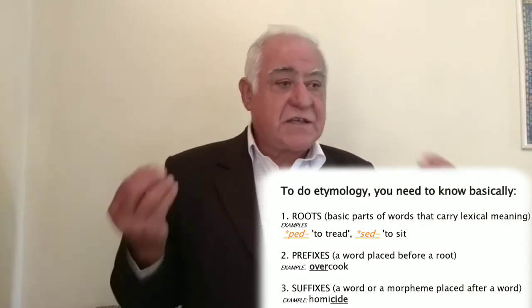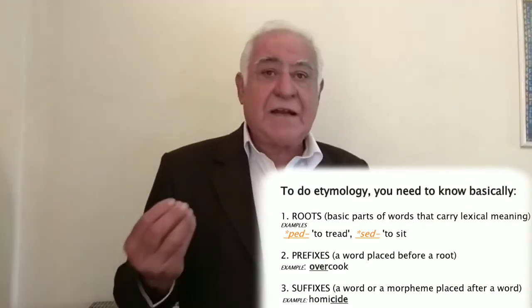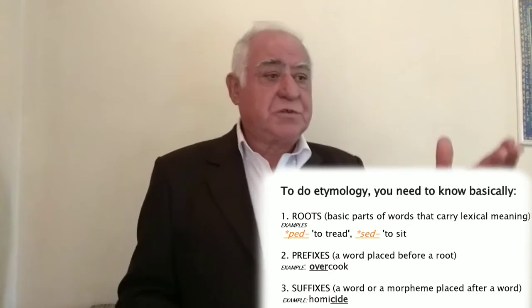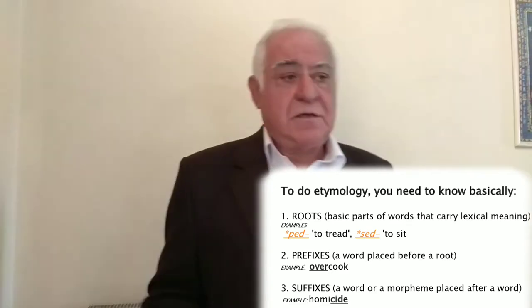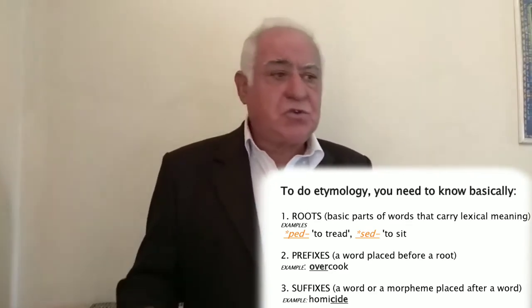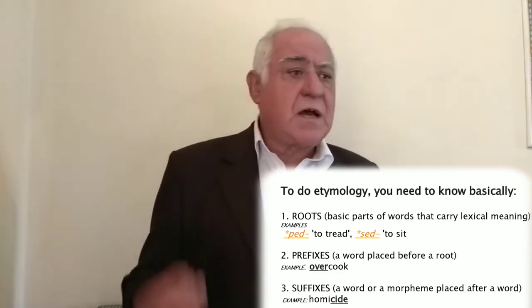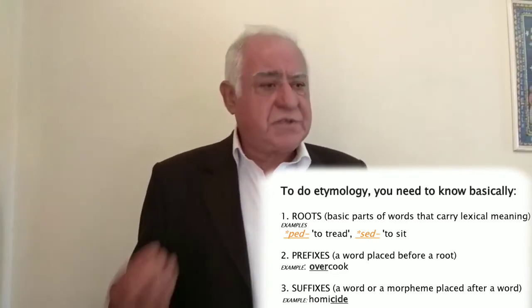I study etymology. Now, etymology is the study of words and how their meaning changes throughout history. To do etymology, you need to know, number one, roots, basic parts of words that carry lexical meaning. For example, look at the word ped, which is a root and it means to tread, to walk. Or another one is sed, which means to sit.